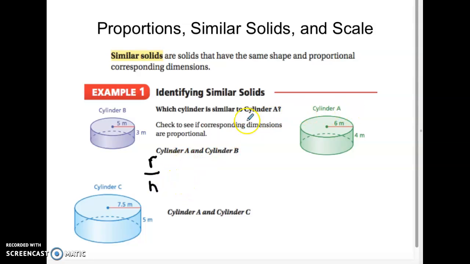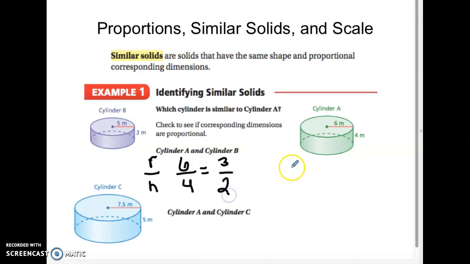So let's start with cylinder A. The radius is 6 and the height is 4. Okay, so this can be simplified. We can divide both the numerator and denominator by 2. So we get 3 halves.